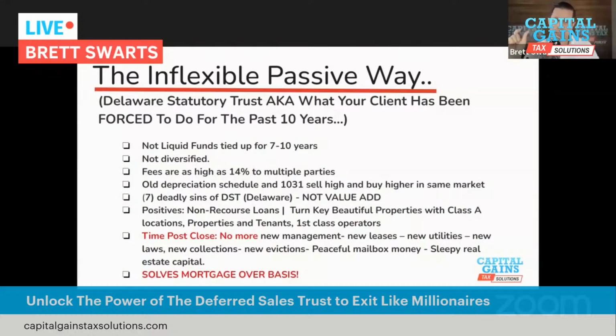Now the good news is I'm representing the seller here. I'm not representing the buyer. Now, the buyer is smart. They're going to be able to raise rents and increase the value, and they'll be able to catch up over time. But this is a situation where you want to make sure you're protecting your client.